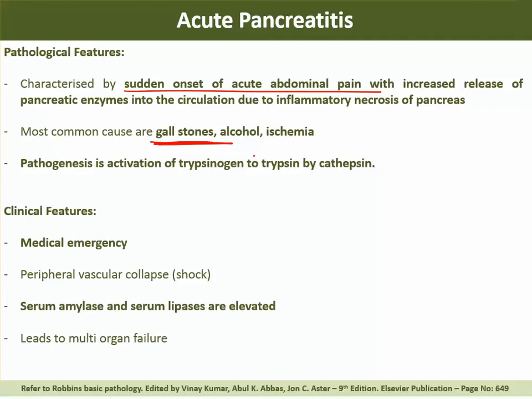Remember, the most important thing is the activation of trypsinogen into trypsin by cathepsin. Okay, by cathepsin. So that is the triggering point. If that is triggered, you cannot give any drug to stop it. Okay, there is no drug available to stop this process. So it will end up destroying the pancreas.